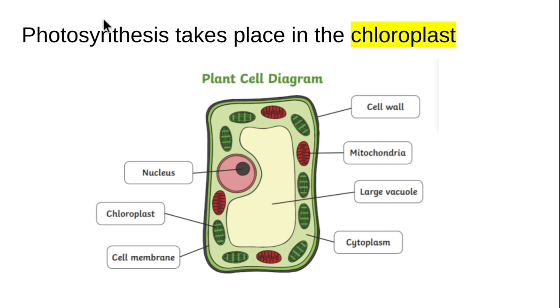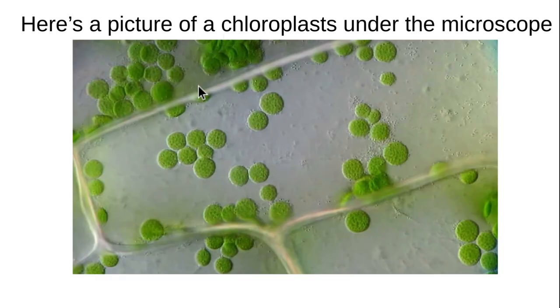First thing we're going to write down, photosynthesis takes place in the chloroplast. The chloroplast is these little green footballs inside of plant cells, and they are what make plants green. Here's a picture of chloroplasts under the microscope. You can see they look green. They're inside of this plant cell.